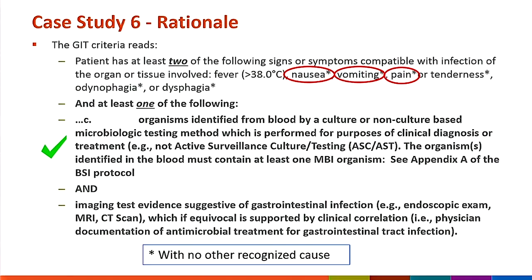And the patient has to also have at least one of the following, one of which is organisms identified from blood, and that it has to be an MBI organism. And in this case, that is true. The organism involved, which is Enterococcus faecium, is actually an MBI organism. And the patient also has to have imaging test evidence suggestive of gastrointestinal infection, and we did not have that. We had evidence of graft versus host disease by endoscopy, but not of infection.